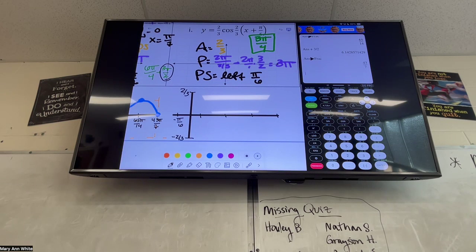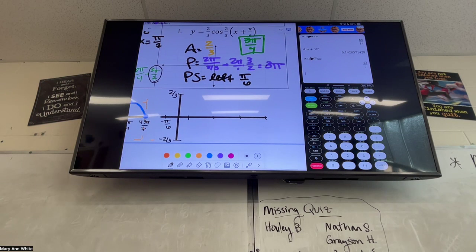All right, when you feel good, check in with mine. I have my amplitude as 2/3. I have my period as 2 pi divided by 2/3, so that makes it 3 pi. And then my phase shift is left pi over 6. Amelia.